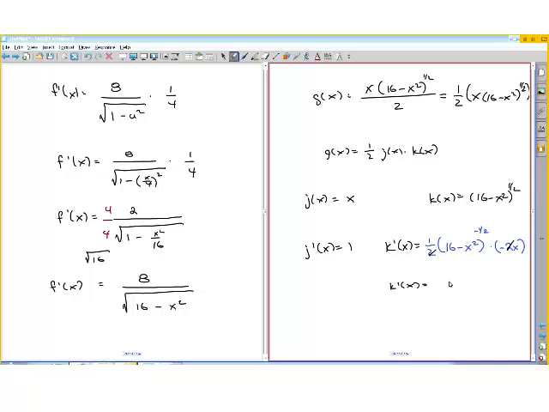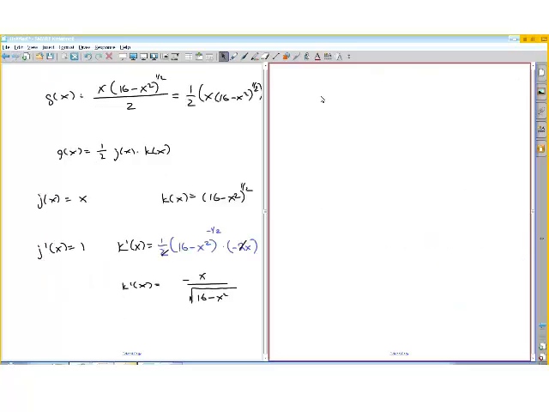So k prime of x is equal to, well, let's move this to the denominator. We're going to have negative x divided by the square root of 16 minus x squared. What I did is I moved this to the denominator, and then I changed it back into a square root sign.